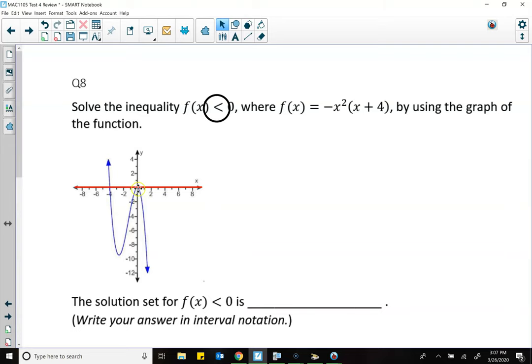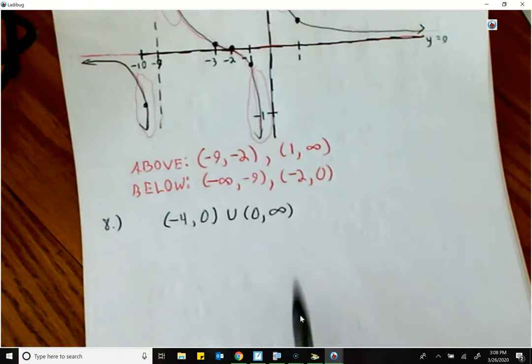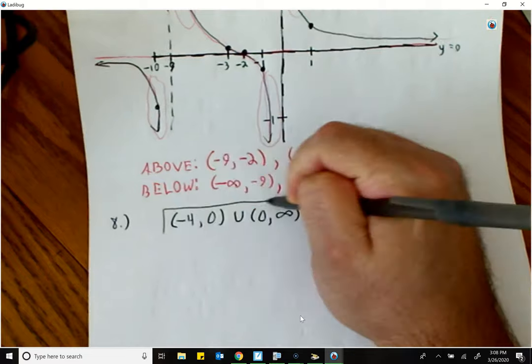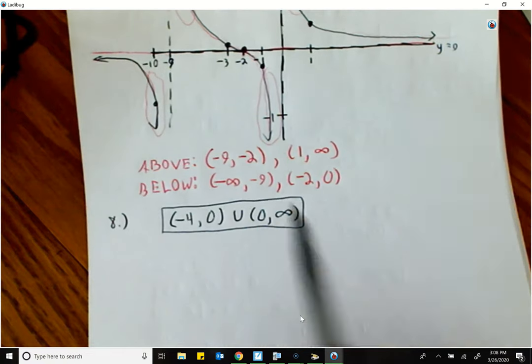Okay? But also notice that after 0, we're back below again, right? So after 0, we are back below. And where does that go? That moves on towards infinity. Again, this is all about x values. So as we continue this way, my graph is always going to be below. Okay? And so this, because we're using interval notation, this is where instead of commas, you'll put a union between those two. And this is what that answer looks like. Okay? This is where we are below the x-axis, less than zero. All right?